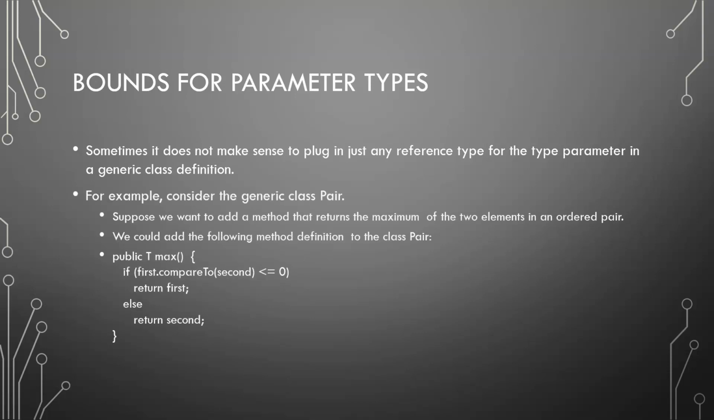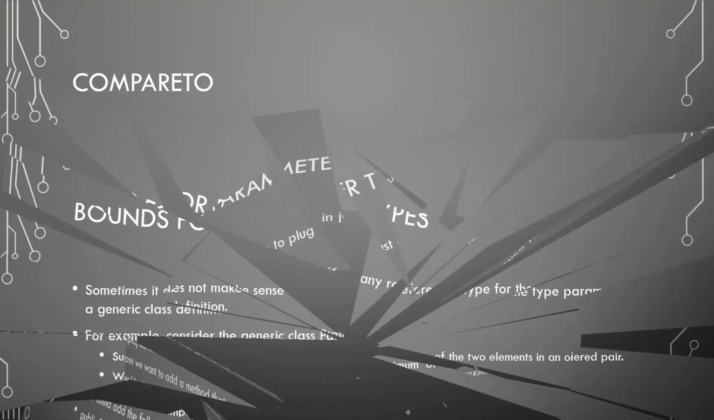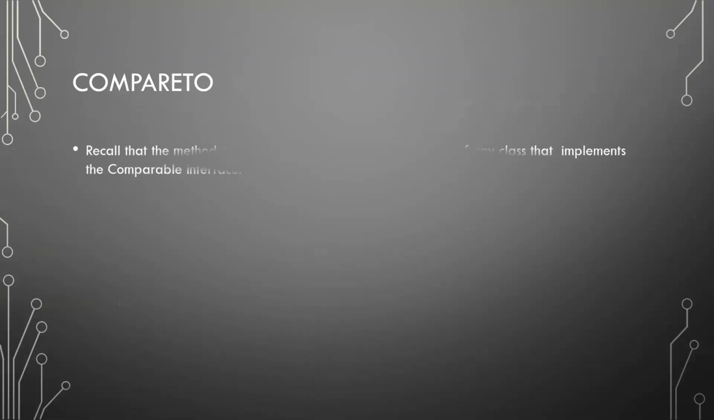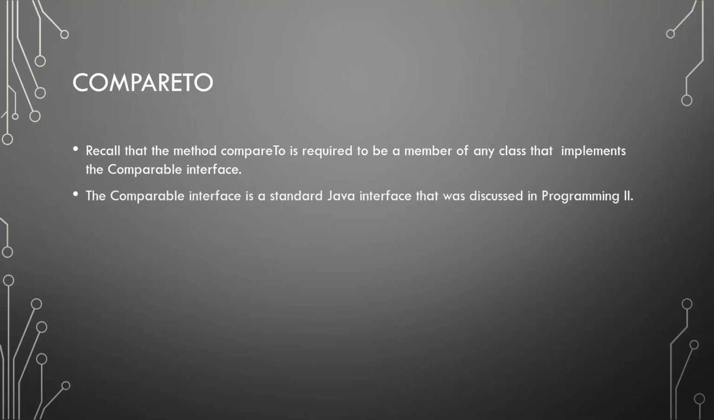Say we want to add a method that returns the maximum of two elements in an ordered pair. We could just add the following method definition to the class: public T max. If first.compareTo(second) is less than or equal to 0, return first, otherwise return second. Well, recall that the method compareTo is required to be a member of any class that implements the Comparable interface. The Comparable interface is a standard Java interface that was discussed back in Programming 2.